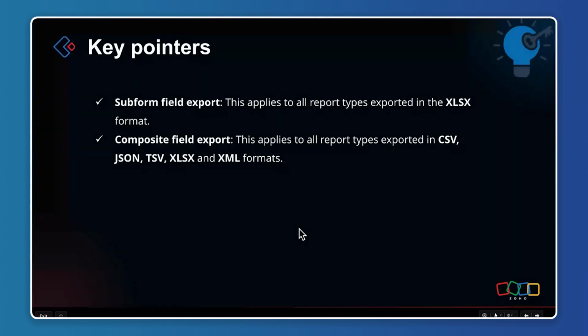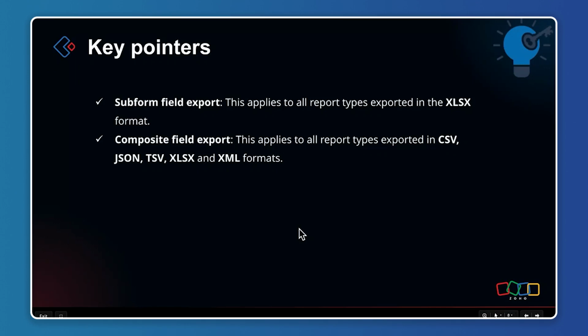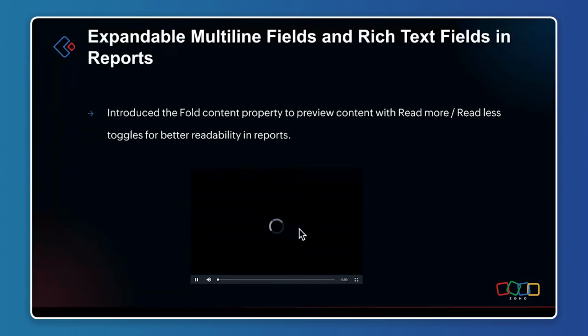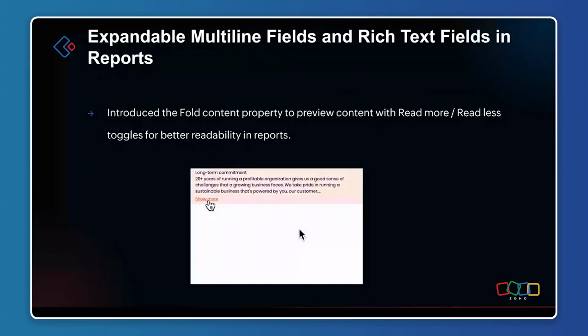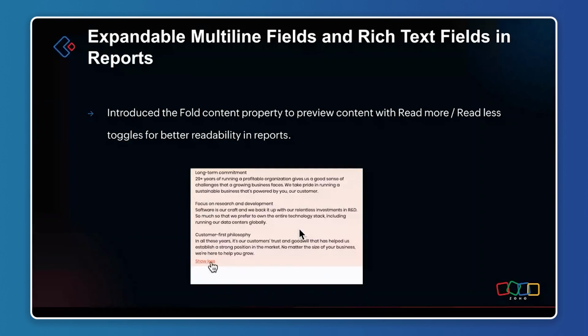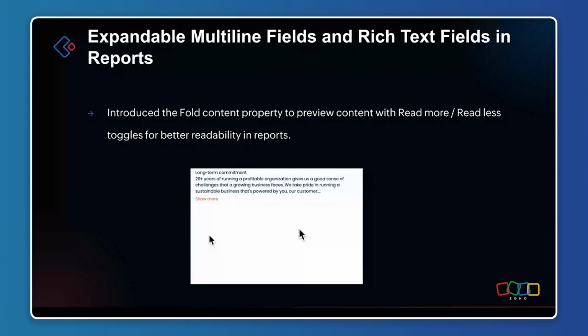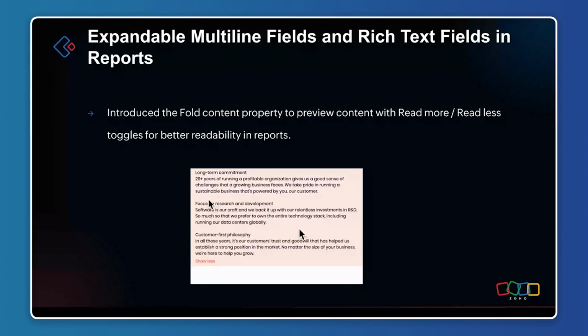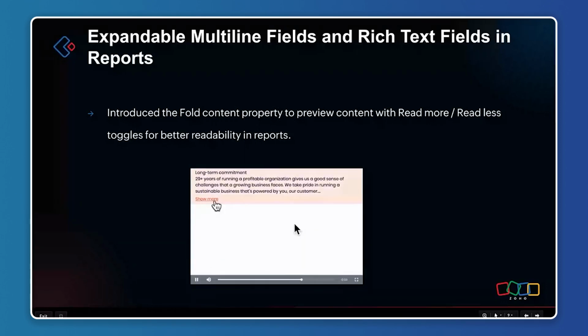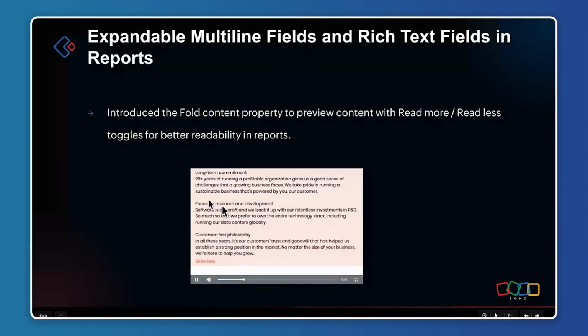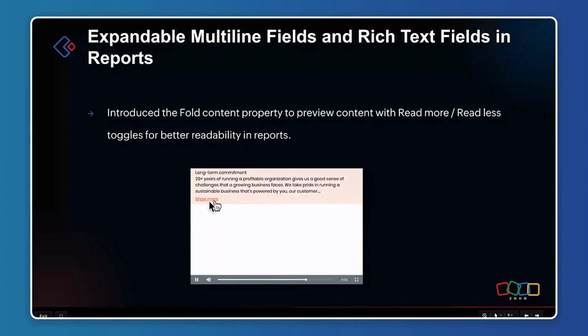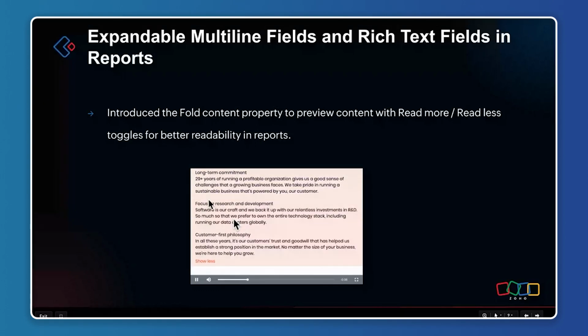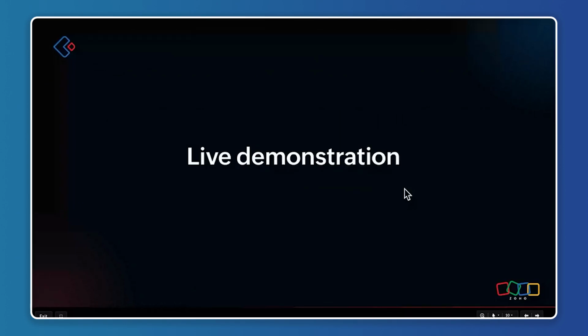So this is something that I would like to highlight over here. So this is all about understanding the report data export enhancement, right? Now moving on to the next topic, we have the expandable multi-line fields and rich text fields in reports. We have brought in a new property called fold content, which will help you to preview the content with read more or read less toggles for better readability in your reports.